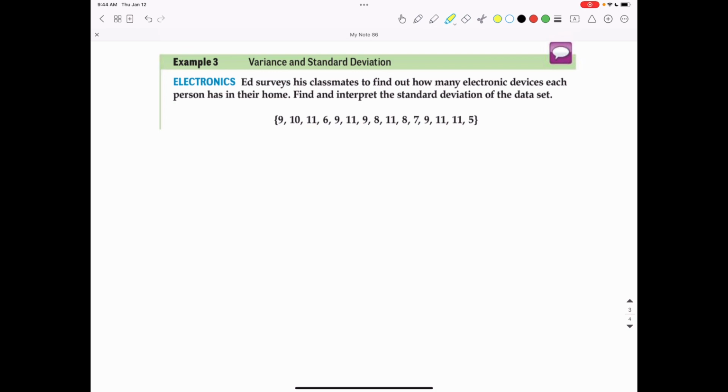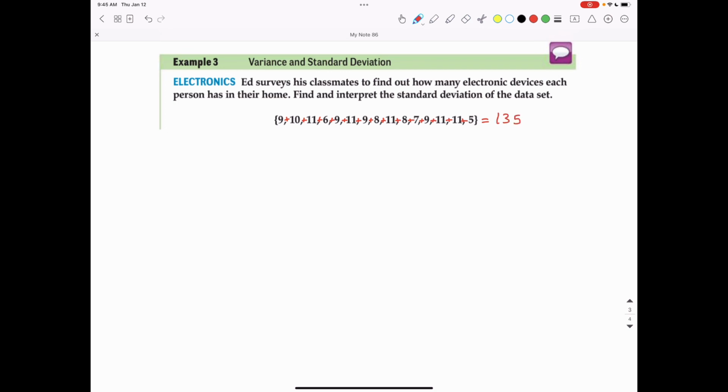To find the mean, we're going to add this entire data set, and it doesn't matter what order it's in. It can be in any order, because it's not like the 5-number summary where we have to find the median and put things in order first. So we just need to add all of these together. You'd add 9 plus 10 plus 11 and so on and so forth. When you add the entire data set together, you get 135.